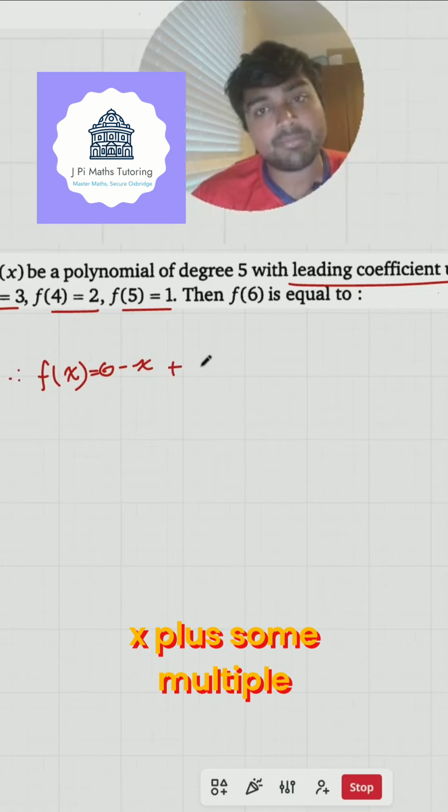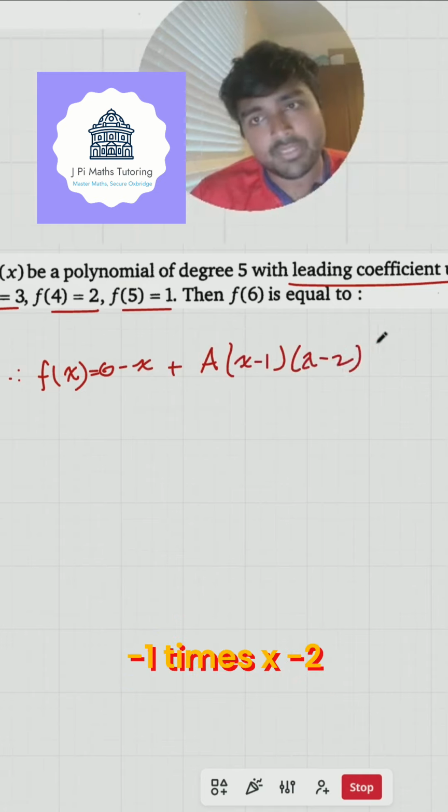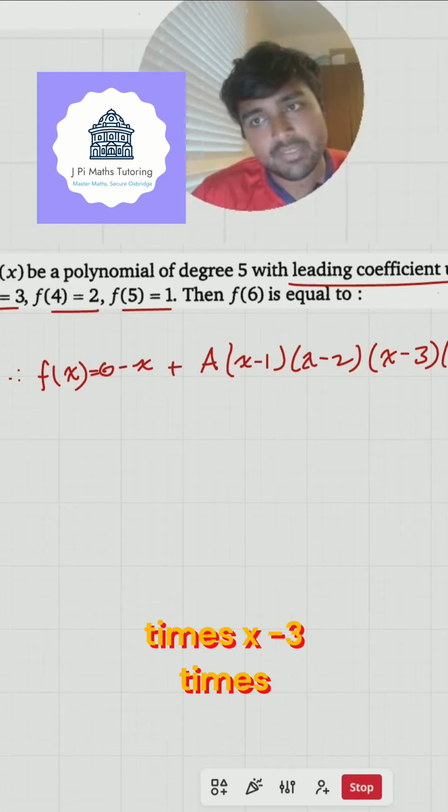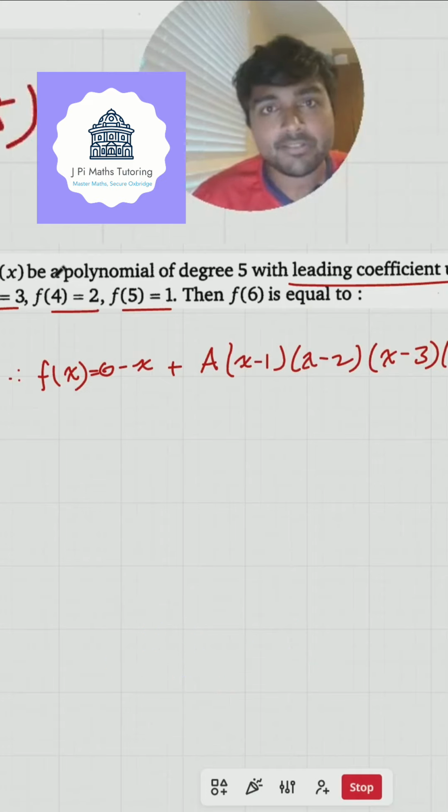And so from that, I can immediately deduce that my function f of x in the question must be 6 minus x plus some multiple, a being an arbitrary constant, of x minus 1 times x minus 2 times x minus 3 times x minus 4 times x minus 5, like so.